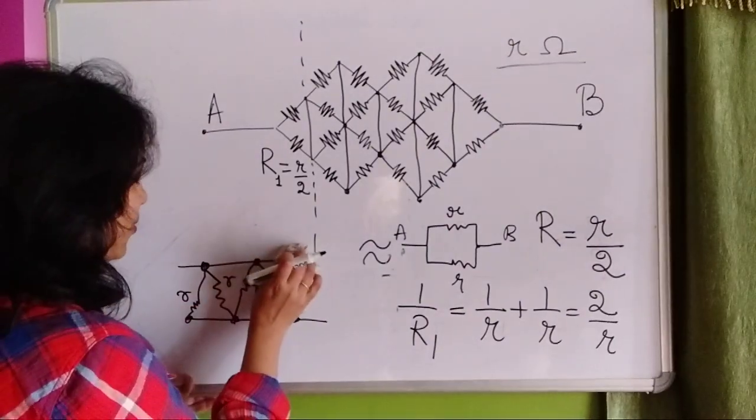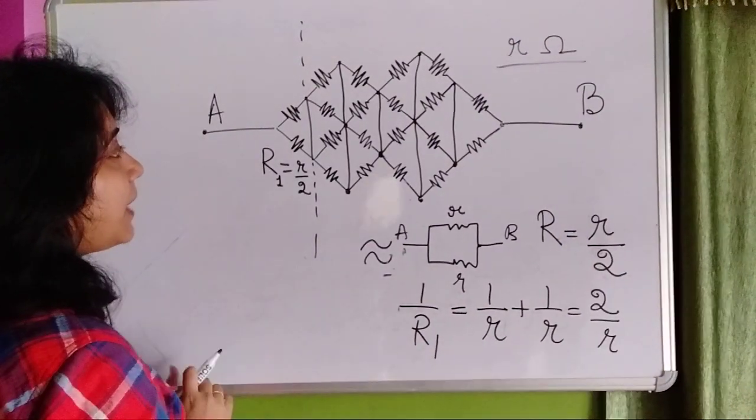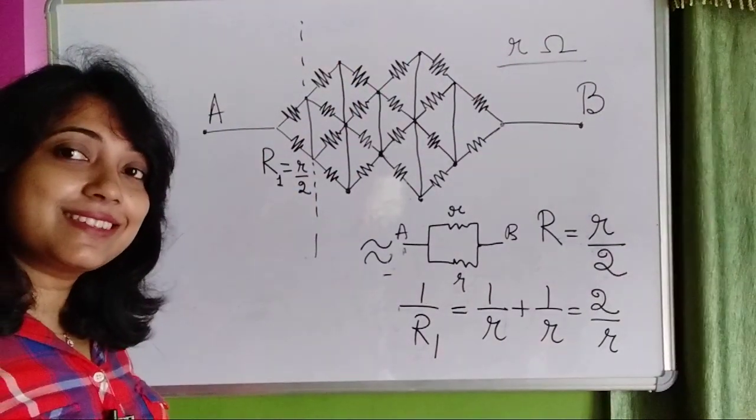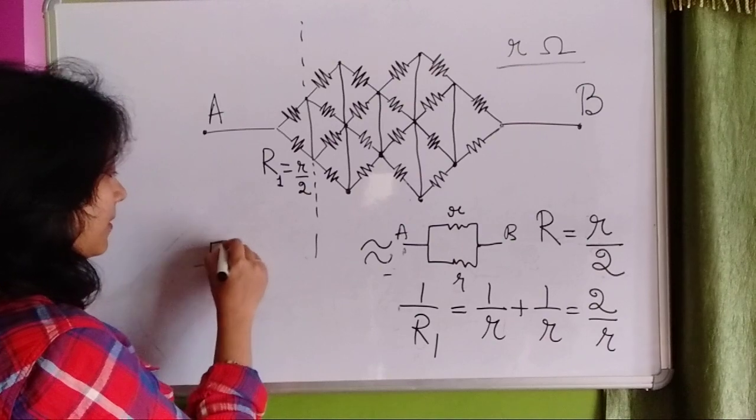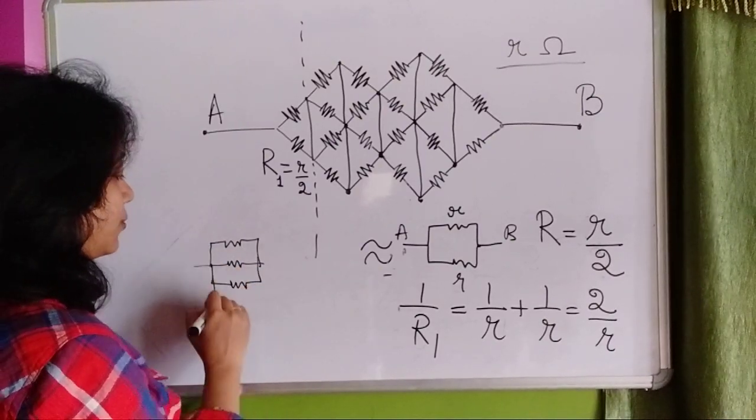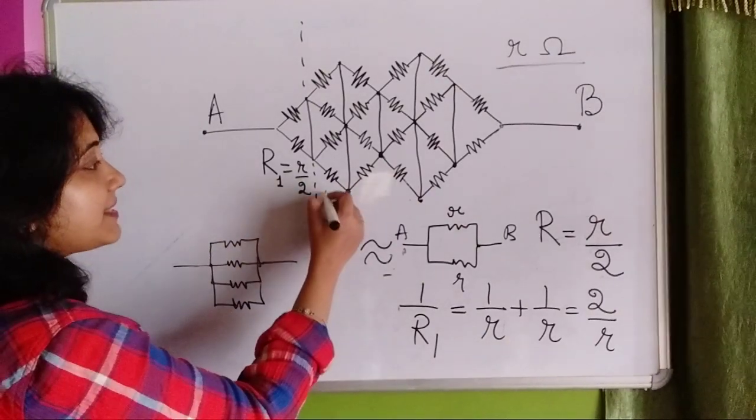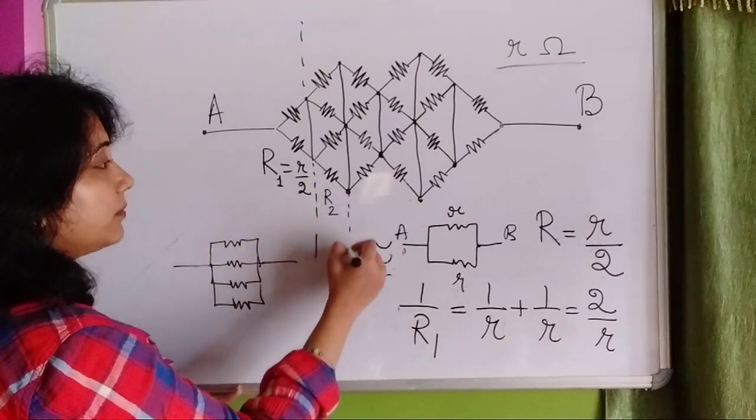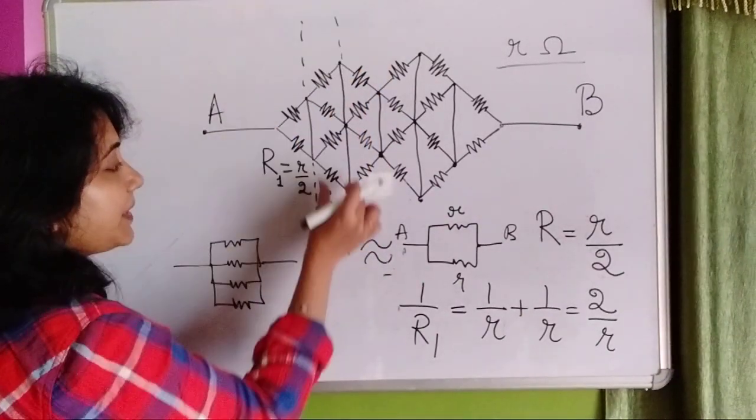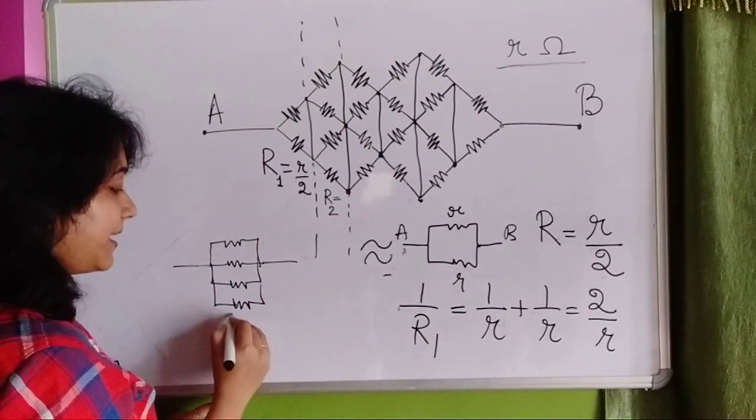Correct? So can I not write what will be the equivalent value of these four parallelly attached resistors? As of now I have four resistors connected to each other in parallel. And obviously, if I name the equivalent resistance of this part of the diagram as R2, what will be R2?